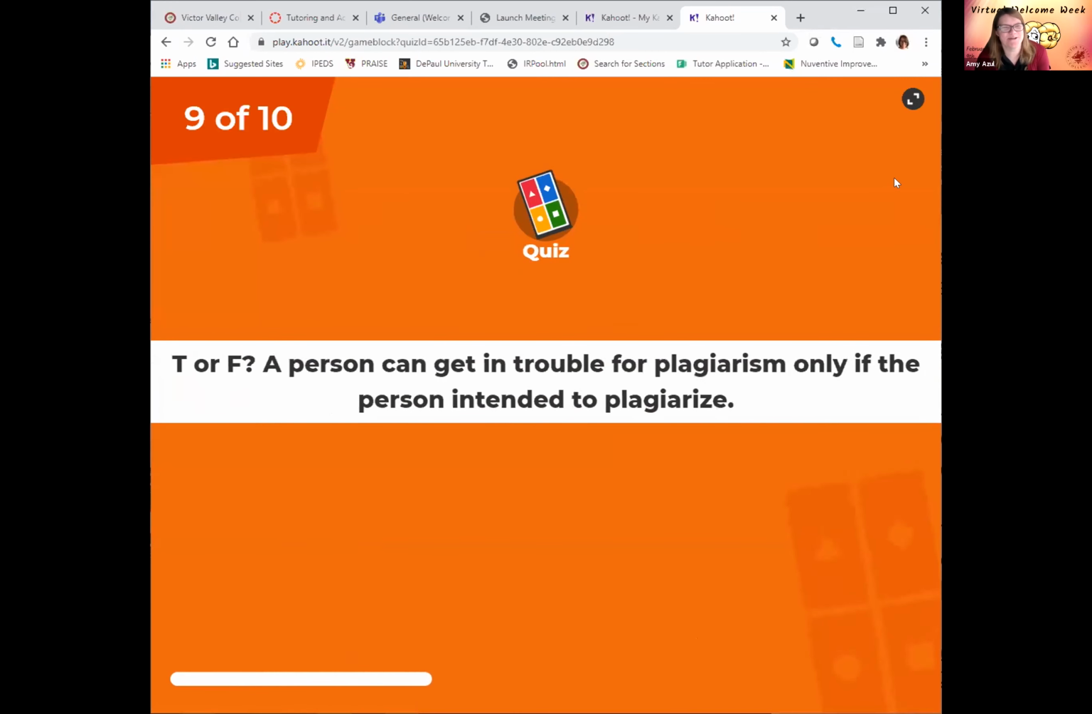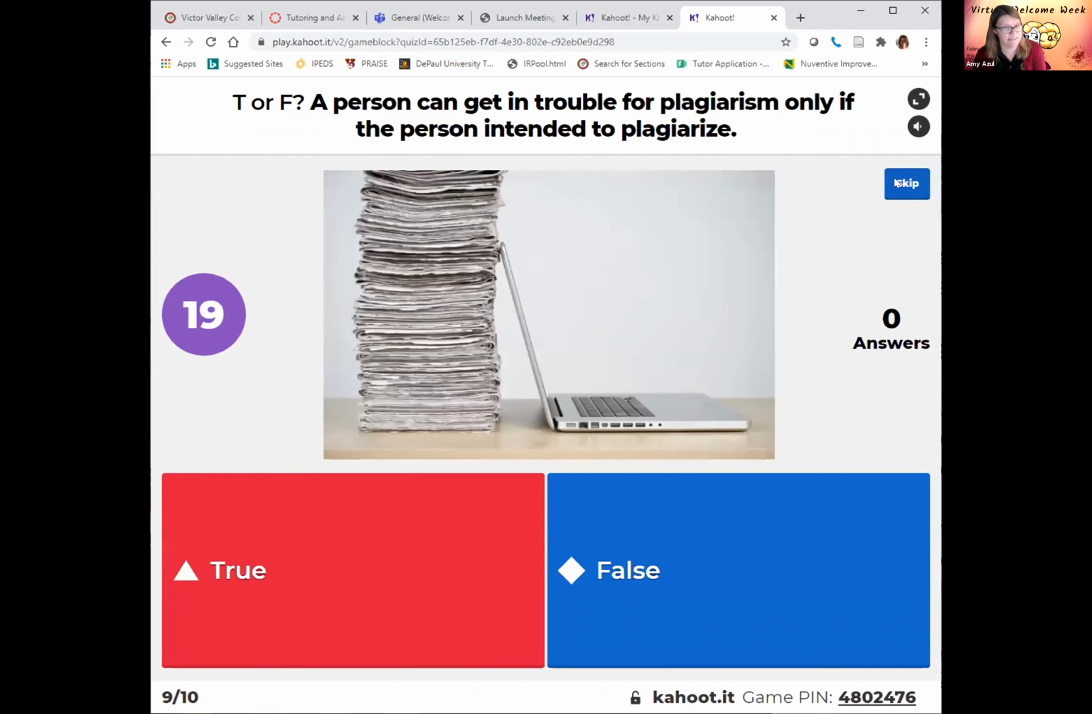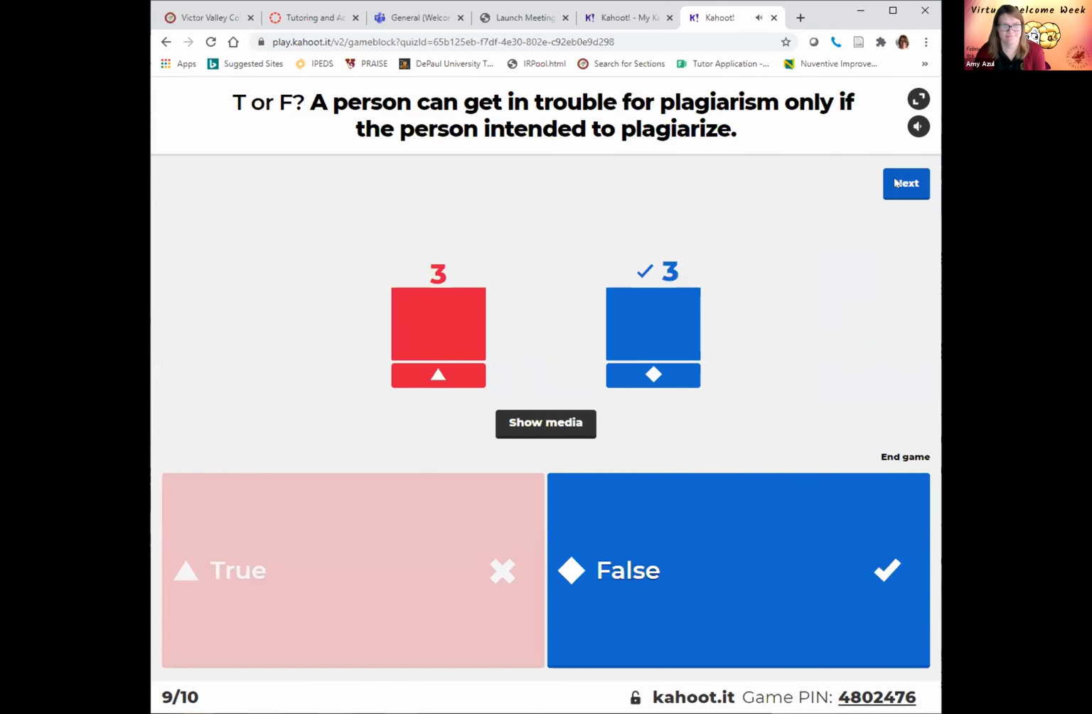True or false? A person can get in trouble for plagiarism only if the person intended to plagiarize. So intentional, unintentional. Are you only penalized for the intentional plagiarism that occurs? Ooh, we got a tie.